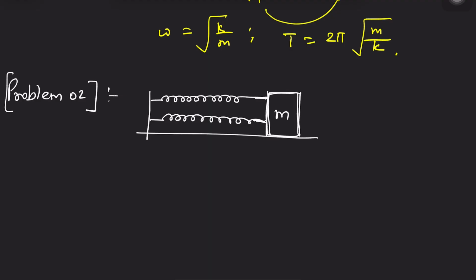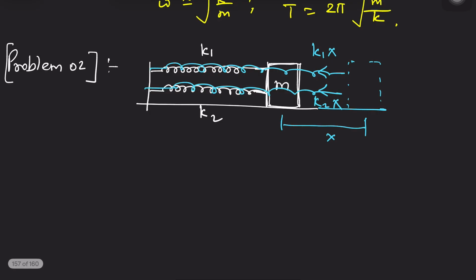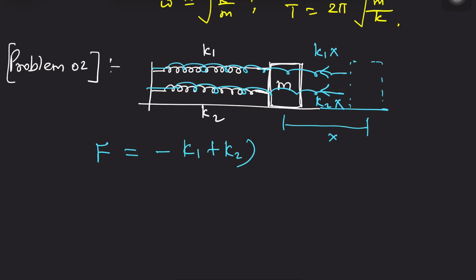So guys, in this case, let's say this is k1 and this is k2, and if I displace this by x, what is going to happen? This will elongate and this will also elongate, and this will experience a force k1x, and this will experience a force k2x. So the net force on the body is k1x and k2x. So F resultant will be minus (k1 plus k2) into x.